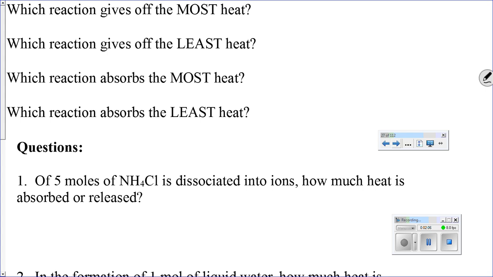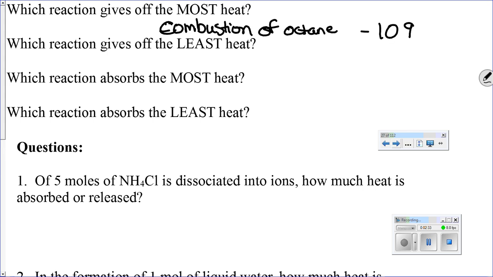So if we want to figure out which reaction gives off the most heat, we have to find the one with the largest value for delta H. And that value, in order to talk about giving off heat, has to be negative. The reaction that does this is the combustion of octane. And you'll notice that has a delta H value of negative 10,943 kilojoules. So obviously octane is a component of fuel, and you can see why.